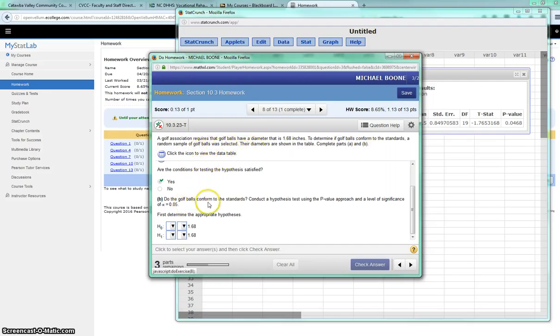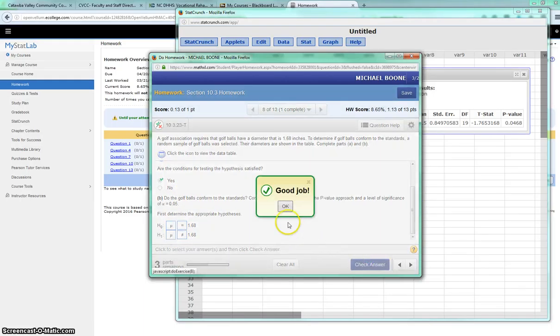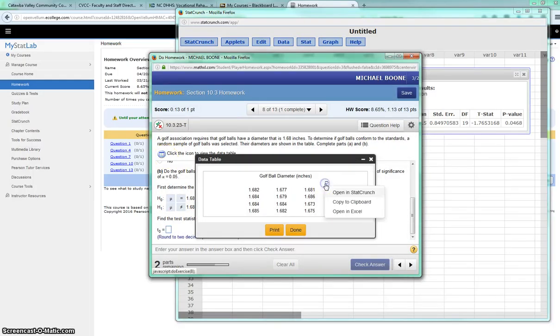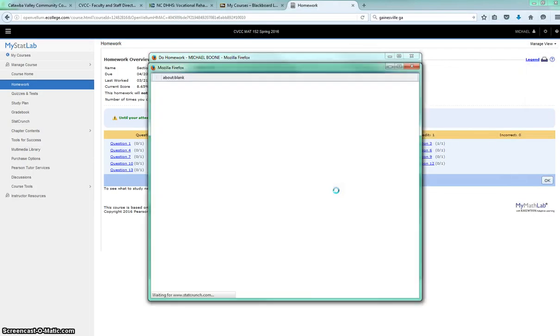Now, do the golf balls conform to the standards? Our null is that the mean is equal to that. For our alternative, do we think it's less than, greater than, or not equal to? There's nothing that really states less than or greater than. So if there's nothing that states that, we would have to say that the alternative hypothesis is not equal to. Find the test statistic. This one they give us data, right? So let's just take this data and open it in StatCrunch.